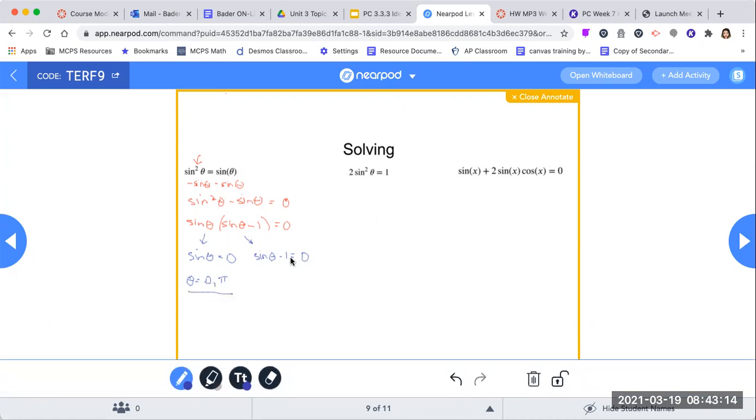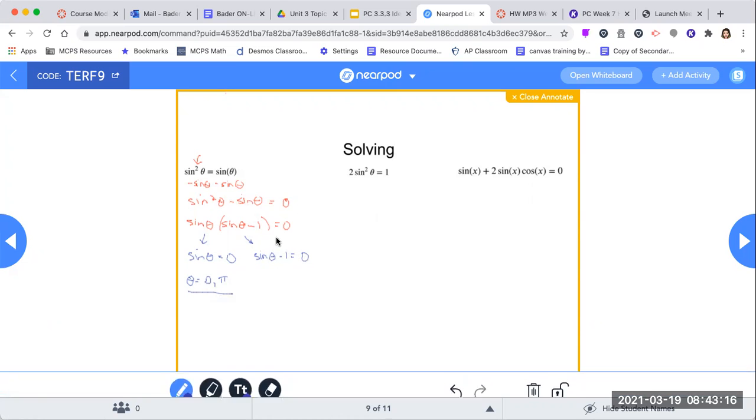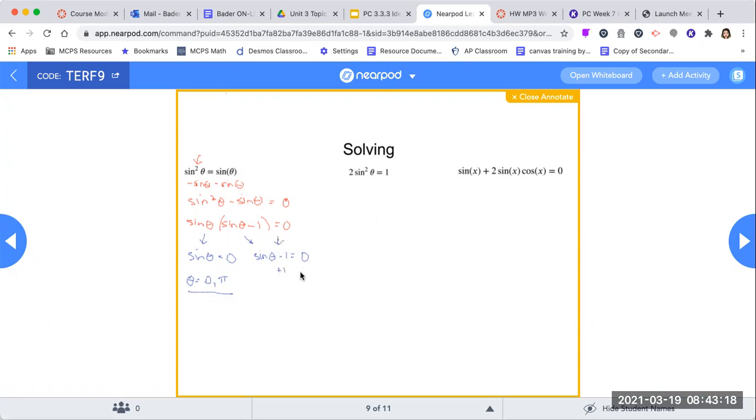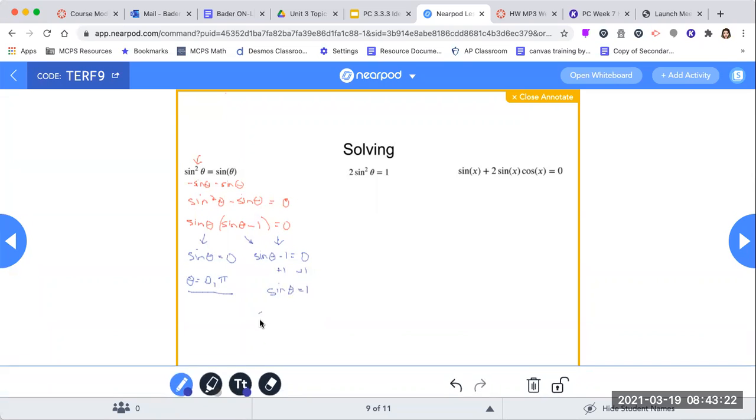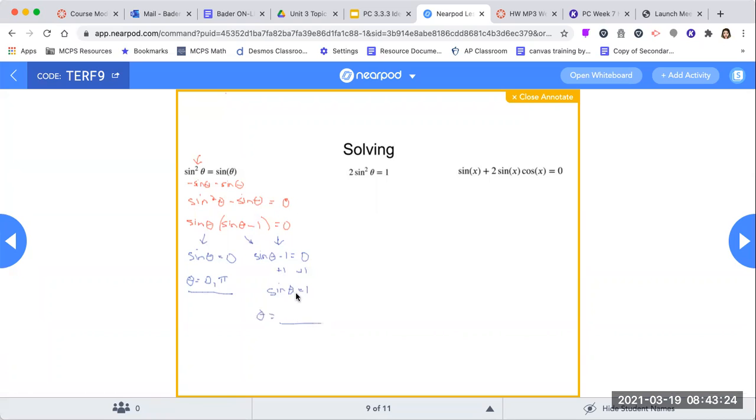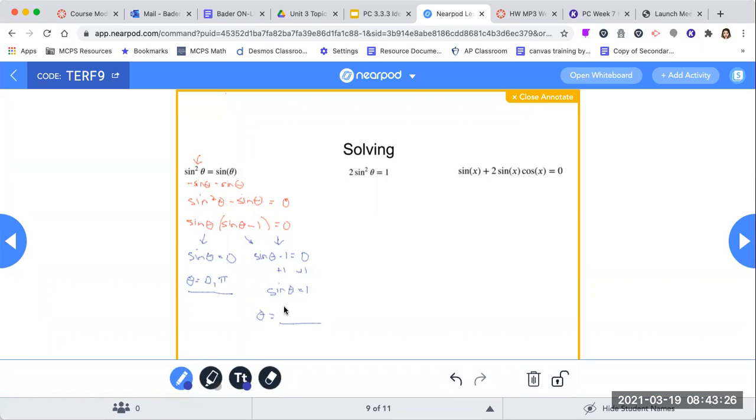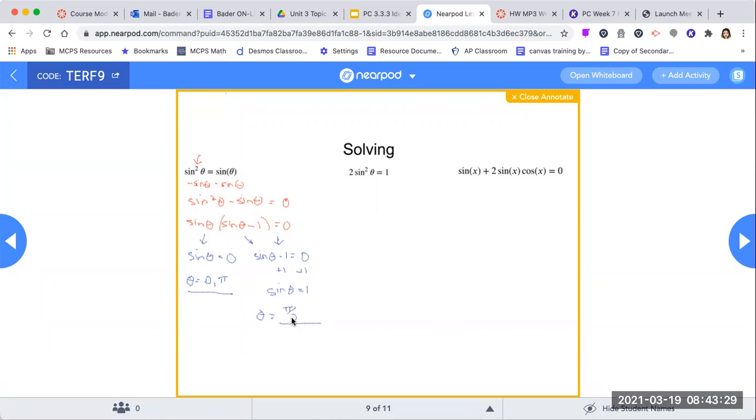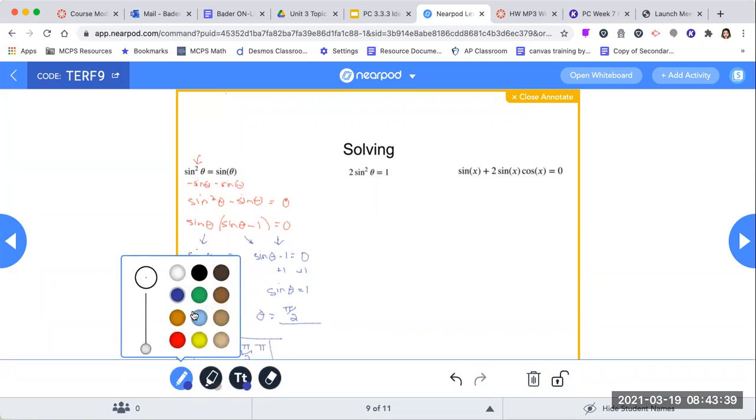And then the other set of answers will be found in this equation. So we add 1 to both sides. Sine of theta equals 1. And now we need to know where on our unit circle do we have a sine of 1? And that's only going to be at pi over 2. So our answers that satisfy this equation will be 0, pi over 2, and pi. And that's that.